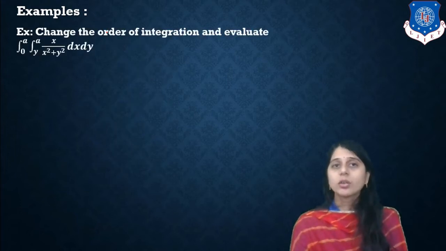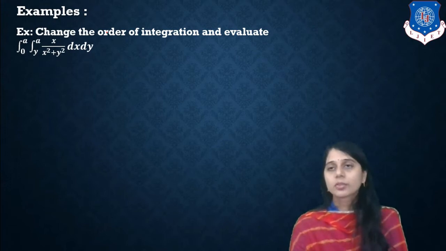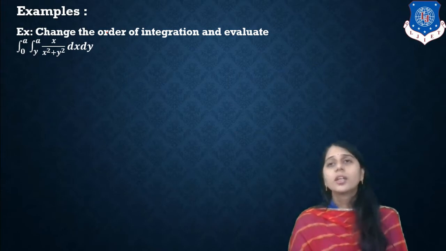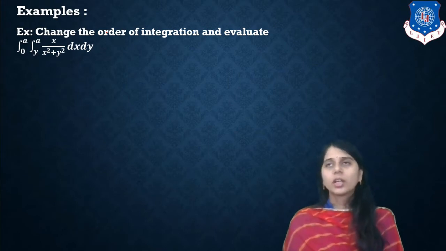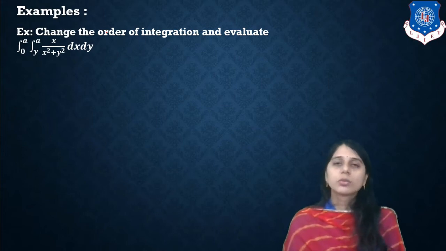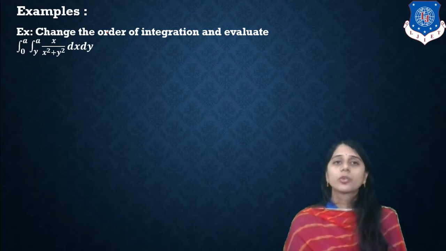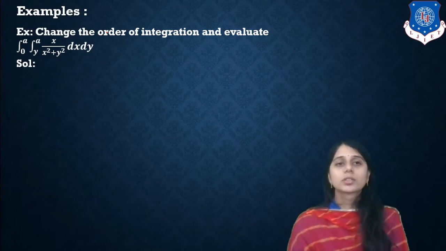Next example: change the order of integration and evaluate this. Now if we want to integrate x upon x square plus y square, there is no direct solution. We have to use some different formula; in that case we assume x equal to r cos theta and y equal to r sin theta, and after that we integrate. So it is quite difficult for us. So to get the easiest form for the integration, we change the order of integration using the limits.